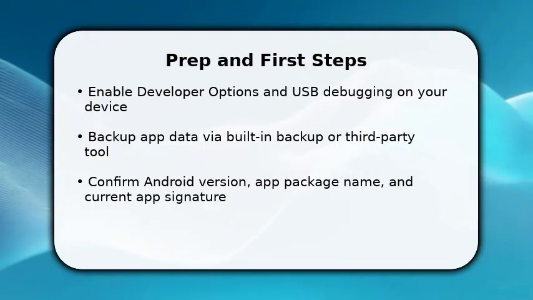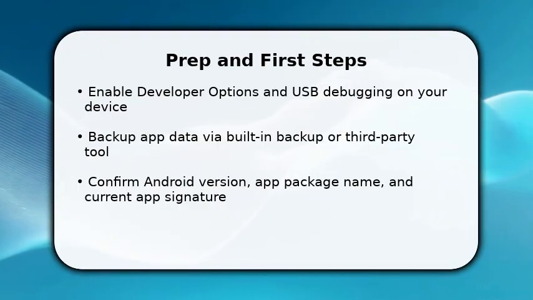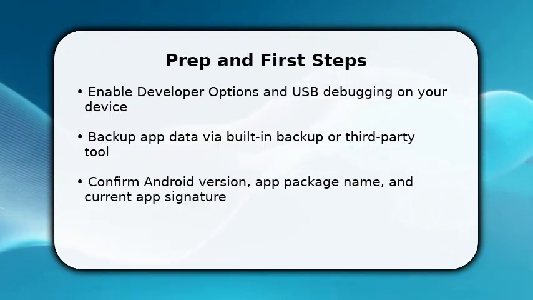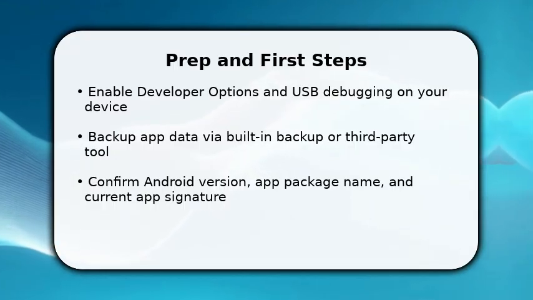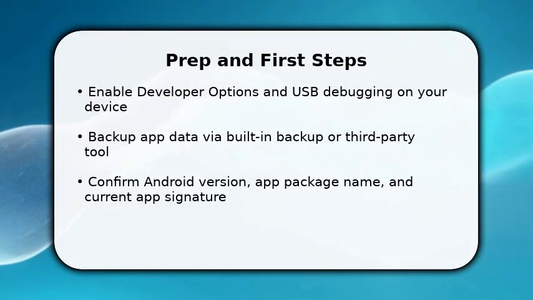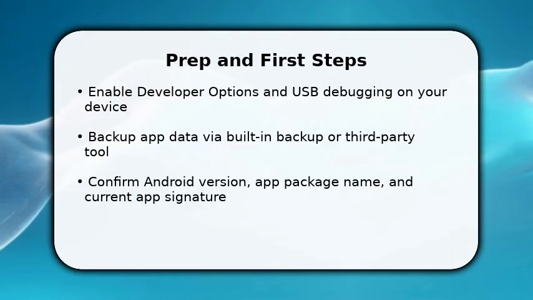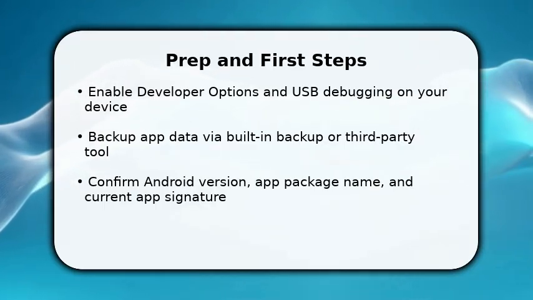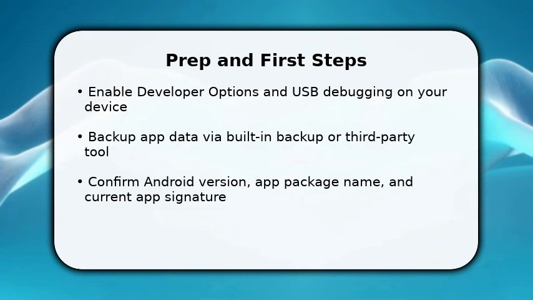You start by preparing the device. Enable developer options and USB debugging so you can use ADB and make a full backup of app data, because downgrades can erase settings. Once done, identify the app package name and your Android OS level so you pick a compatible older APK. Also check the app signature. If it changed, you'll need special steps. These first actions save time and prevent data loss, so make sure they're complete before moving on.